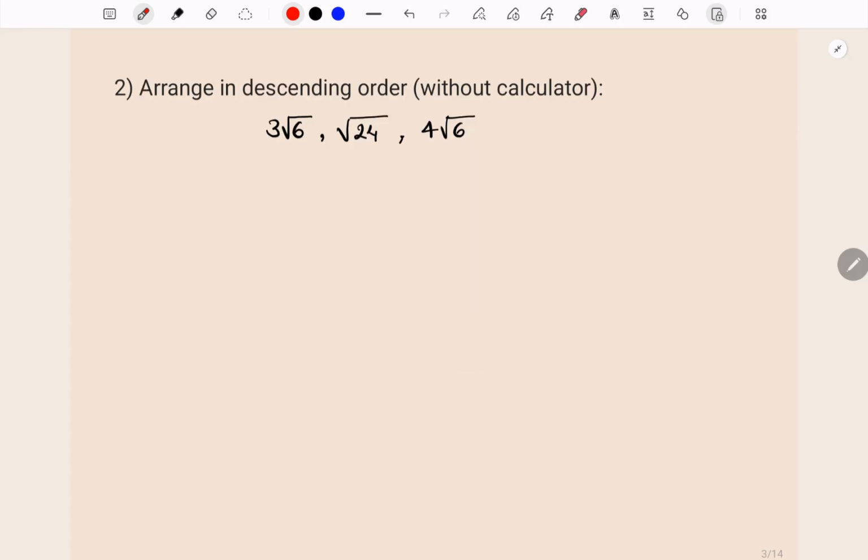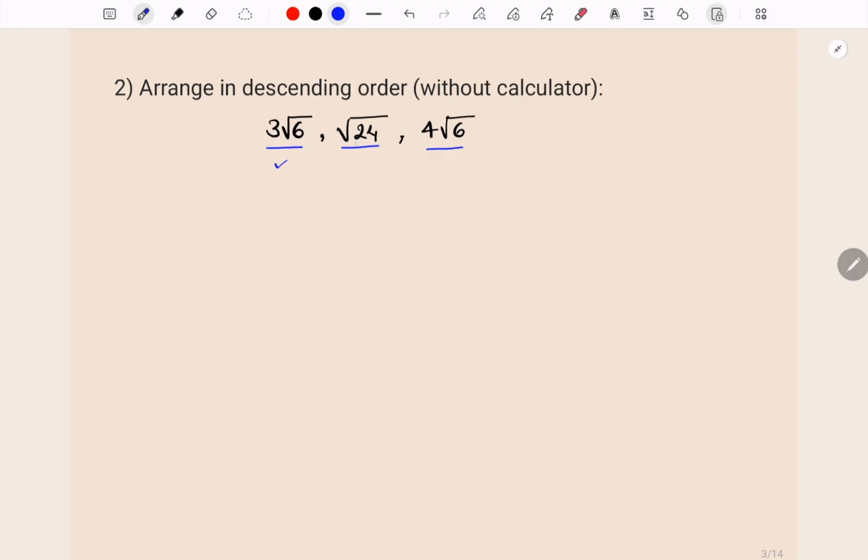Moving on to the next question. Here we need to arrange some numbers containing surds in descending order. And note that we are not allowed to use a calculator. Let's first ask ourselves, are these numbers already simplified? So we have 3 root 6. Can we simplify it any further? No, because root 6 is already in its simplified form. So we cannot do much with 3 root 6.